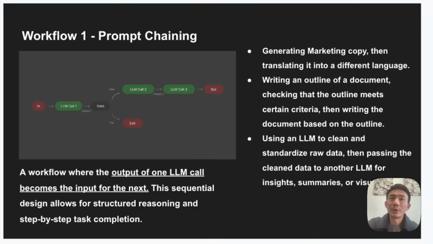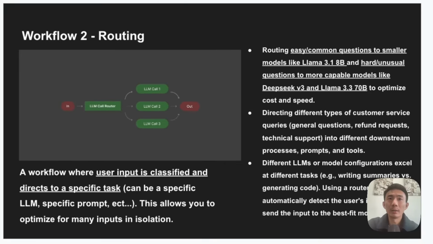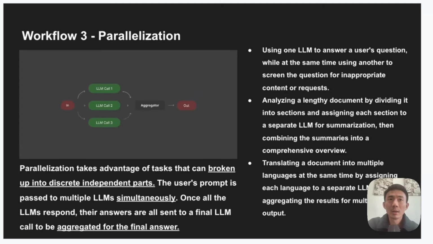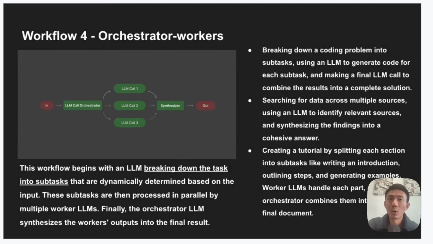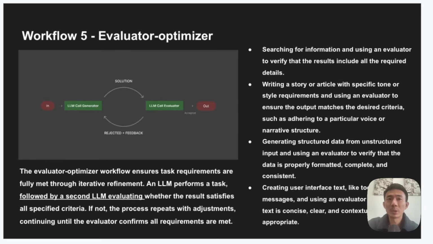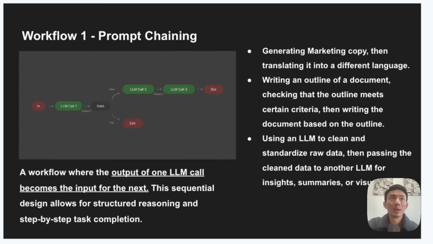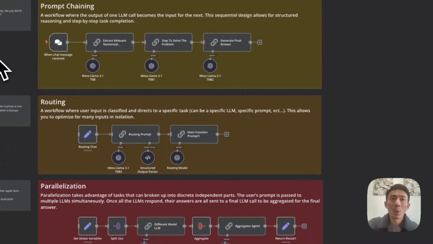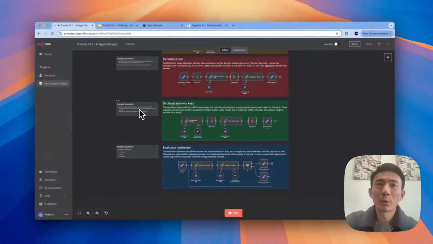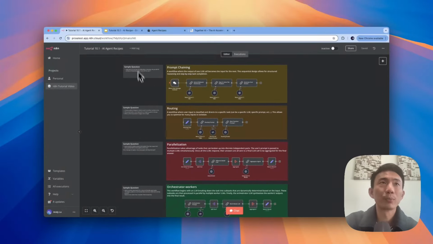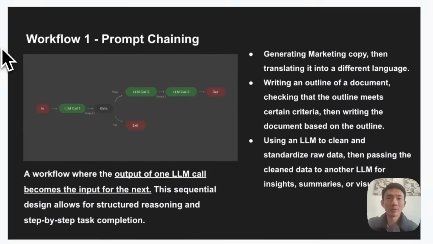The first one is prompt chaining. The second one is routing. The third one is parallelization. The fourth one is Orchestrator-Workers. And last but not least, the Evaluator-Optimizer. We have prepared all the end-to-end workflows for each recipe. So let's talk about prompt chaining first.